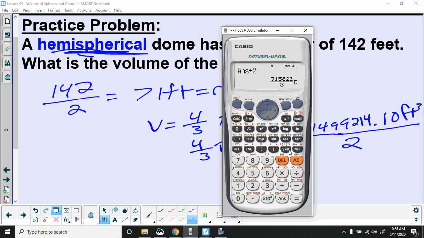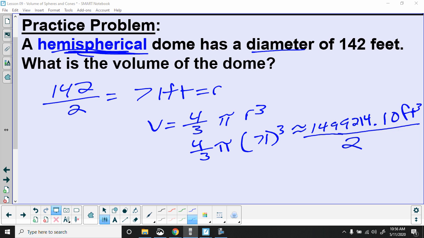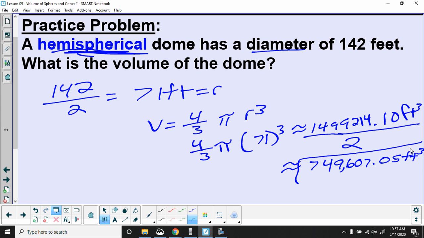We got a fraction. We'll just keep it decimal. Again, I'm going to drag this off so I can copy it down. Too many numbers for me to remember. 749,607. Rounding 0.05. That's too many points right there. Didn't even realize I put that point there. 0.05 feet cubed. So what is that? 749,607 and 0.05 feet cubed is our answer.